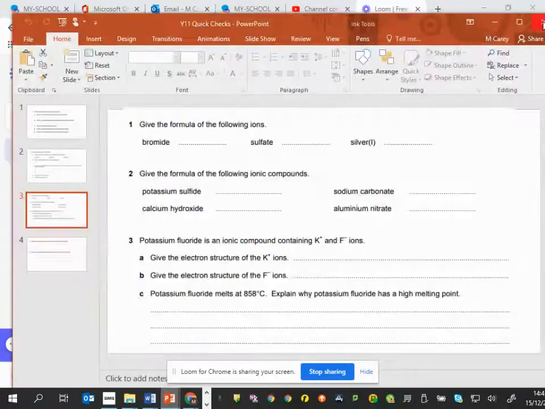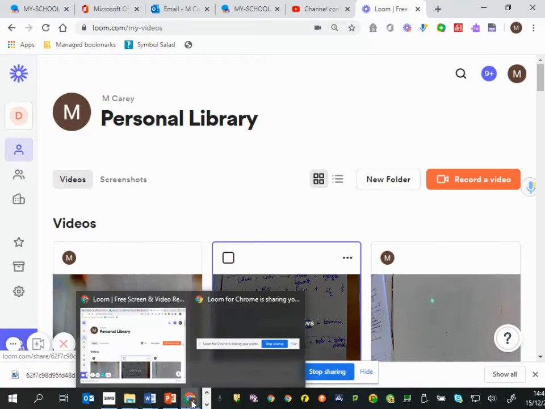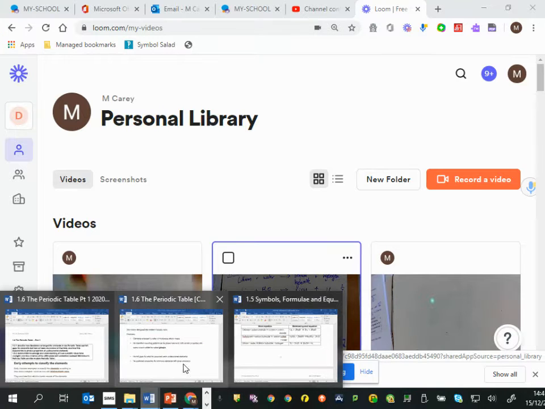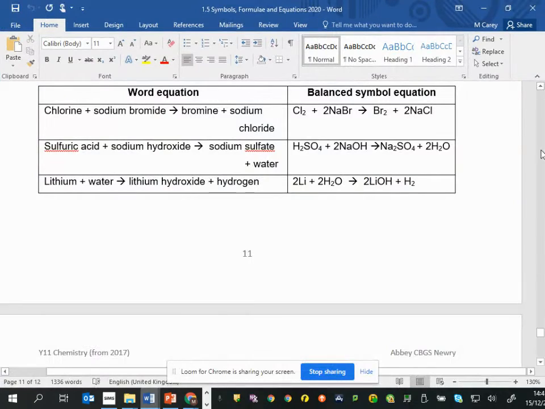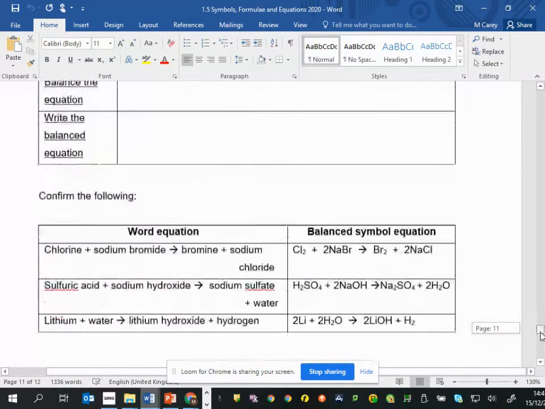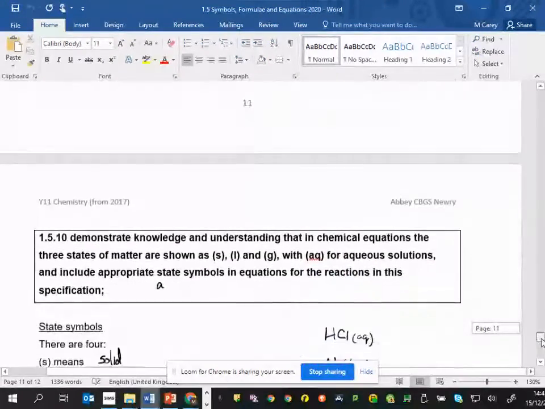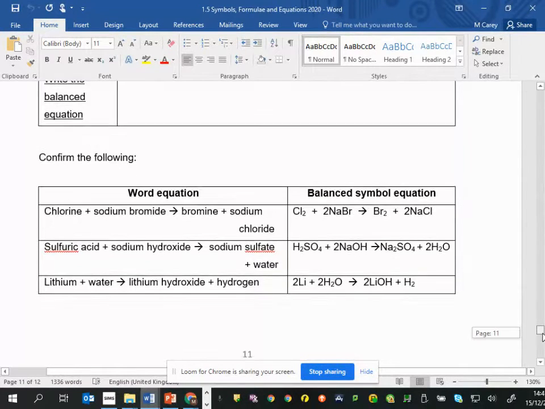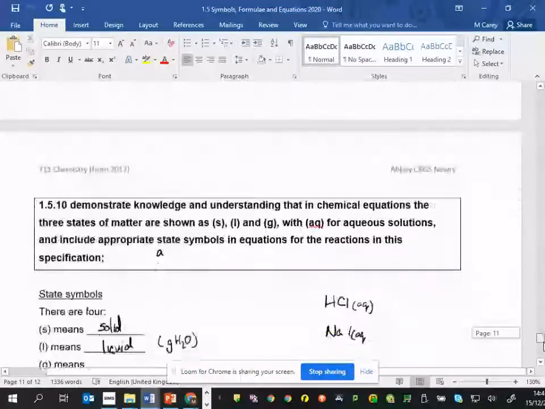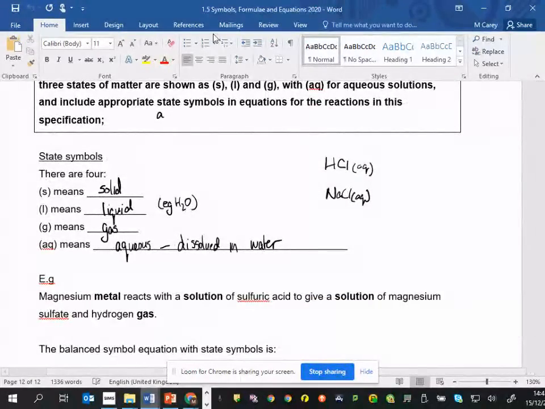So after that, we did what we did in the first video, and then we just did one tiny little bit at the end on symbols, formulae, and equations. I suggest you have a practice of these. You could practice these word equations, cover the answers for balanced symbol equations, and test yourself, right? But we did this. Okay, so I'm actually going to scribble this out.